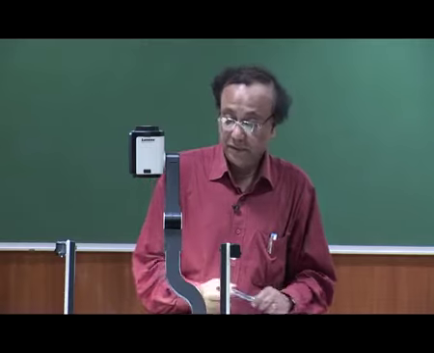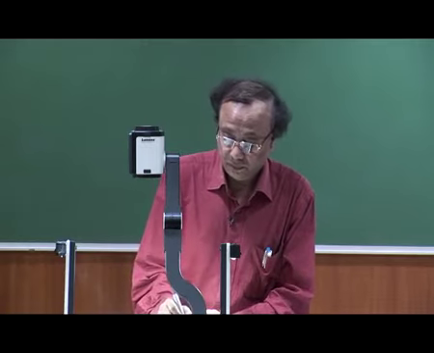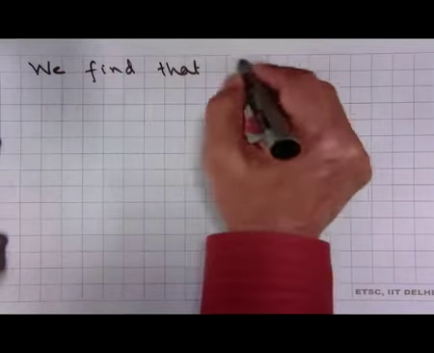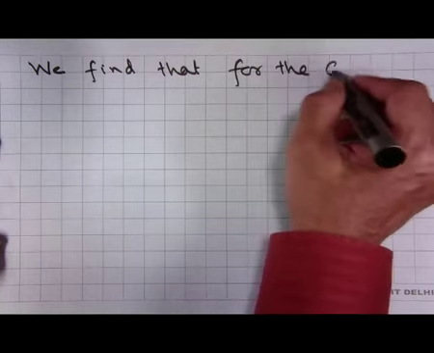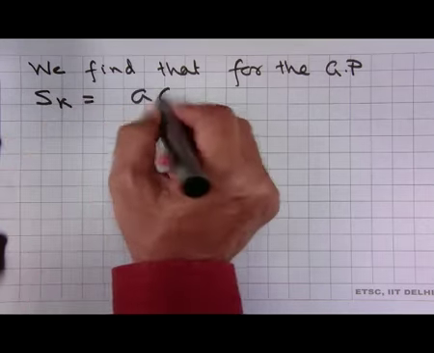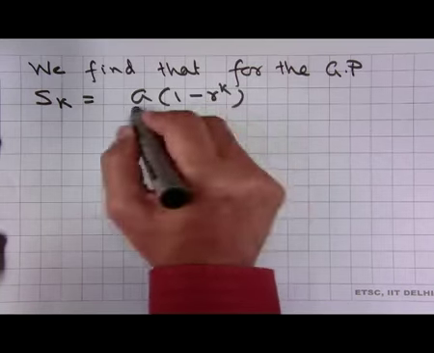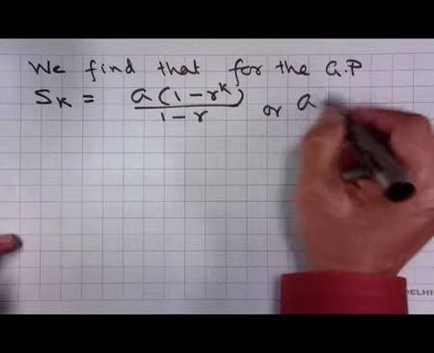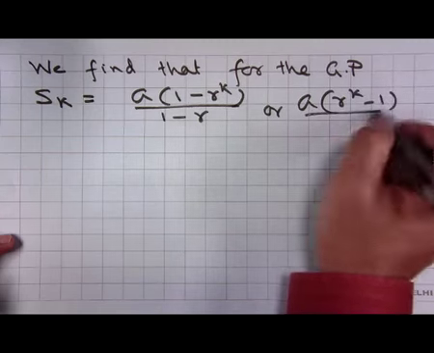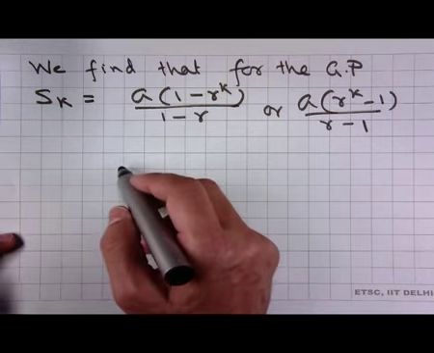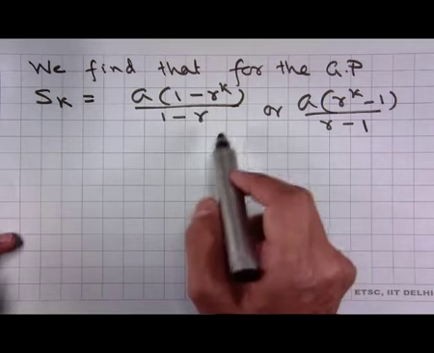So, we find that for the GP, s_k is equal to a into 1 minus r to the power k upon 1 minus r, or we can write it as a into r to the power k minus 1 upon r minus 1, depending upon whether r is smaller than 1 or greater than 1, we get one of the expressions.